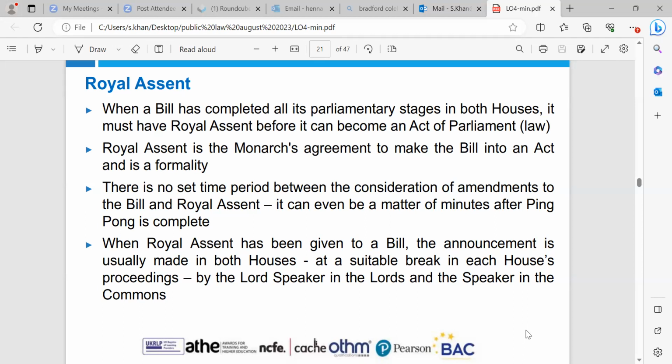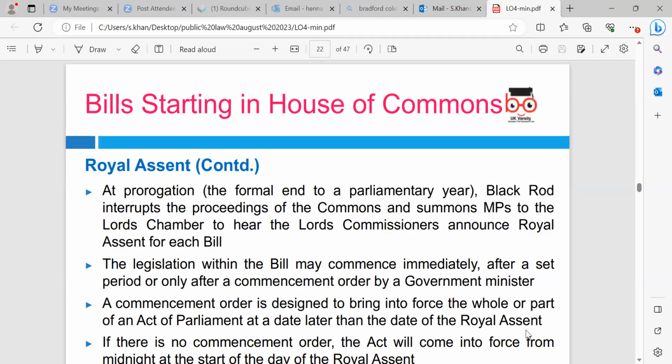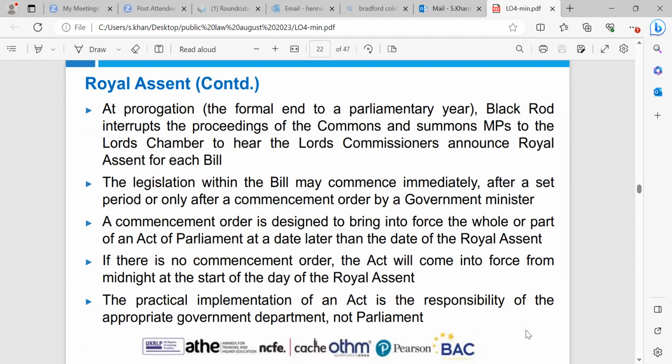When royal assent has been given to a bill, the announcement is usually made in both houses at a suitable break in each house's proceedings by the Lord Speaker in the Lords and the Speaker in the House of Commons, to clarify that this has become law. At prorogation, the formal end of the parliamentary year, Black Rod interrupts the proceedings of the Commons and summons all the MPs to the Lords' Chamber to hear the Lords Commissioners announce royal assent for each bill.